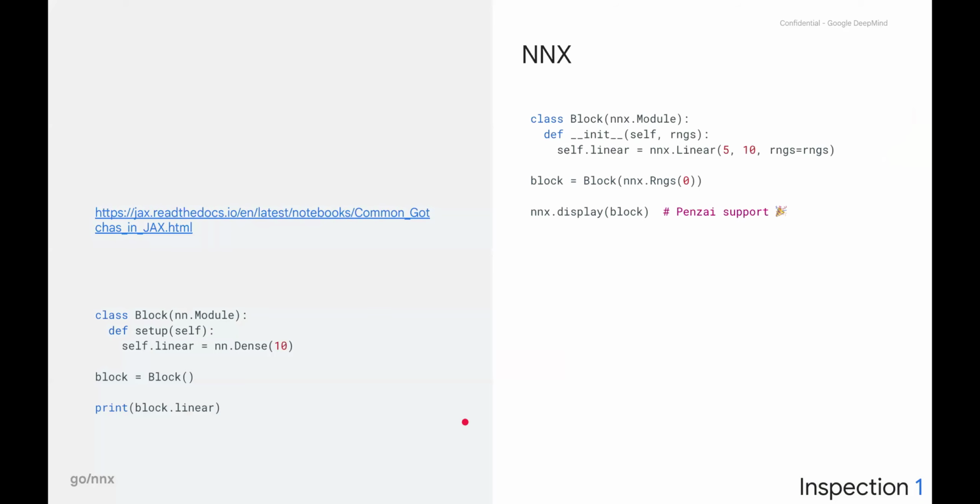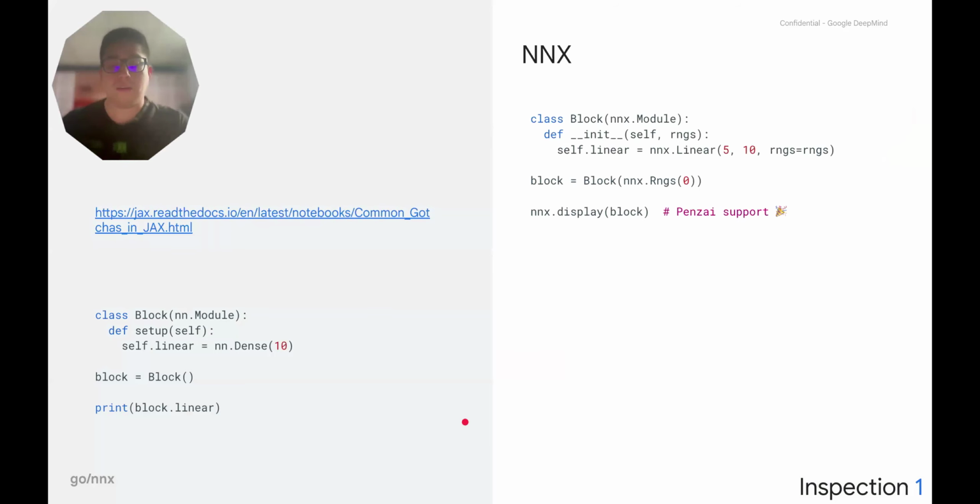So what does a Flax model look like? On the left, we have the JAX implementation, in which you define a setup, you define a linear model, then you block, and this will throw you an error. What we want to do in NNX is that as soon as you define an init, these models are already available for you.